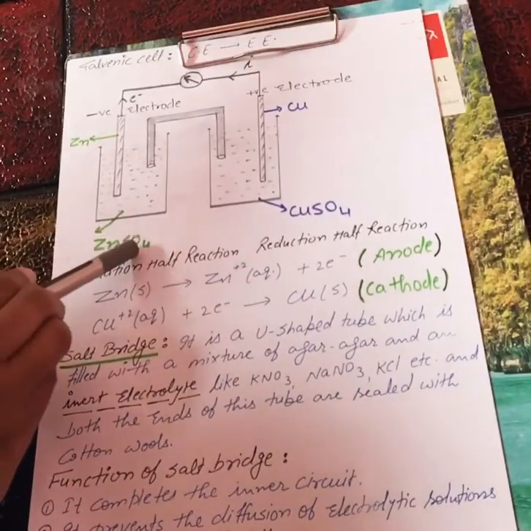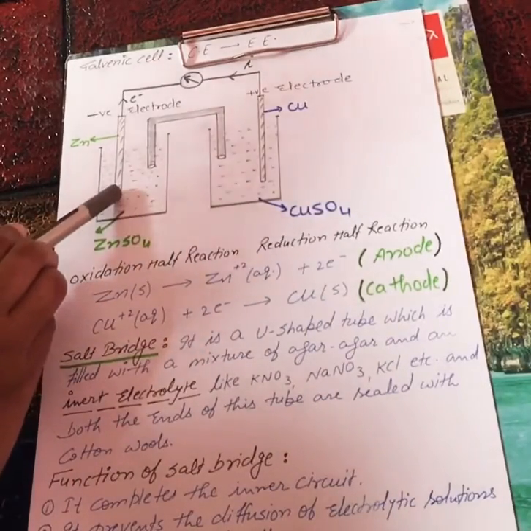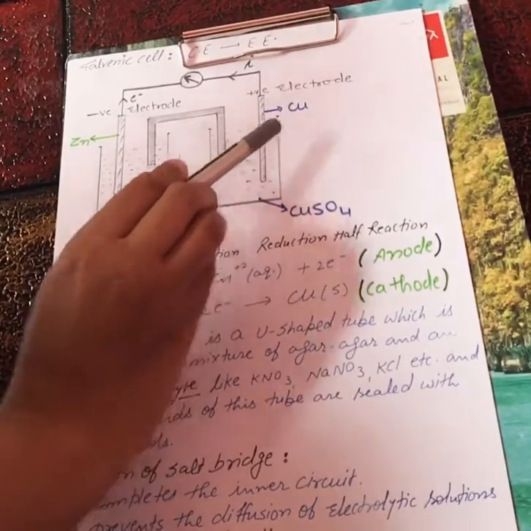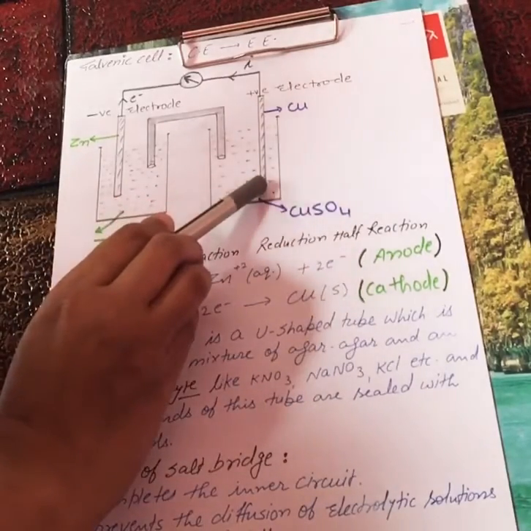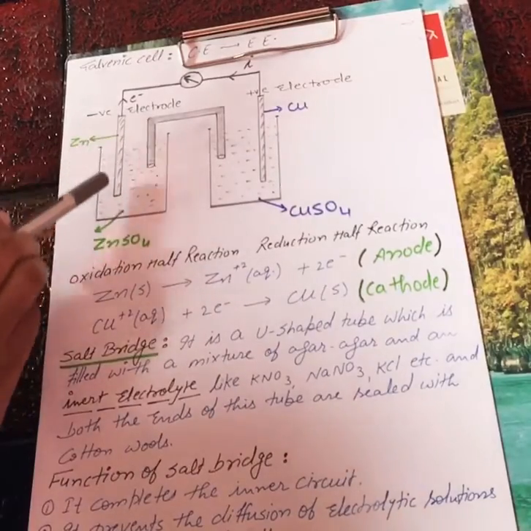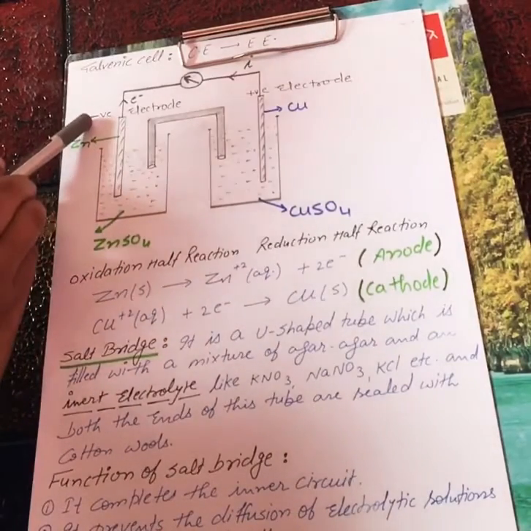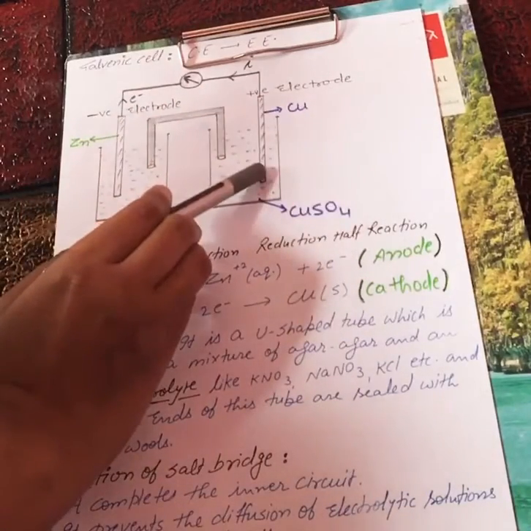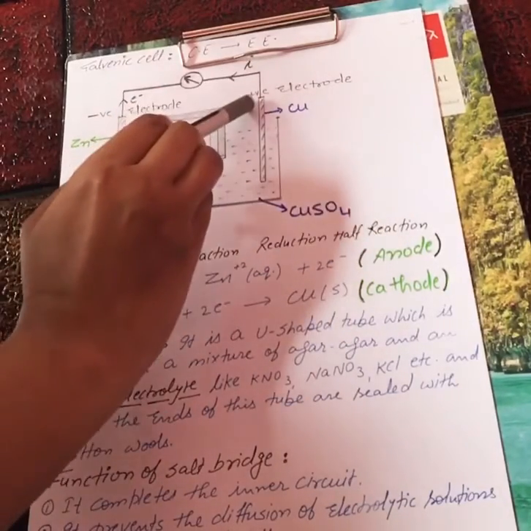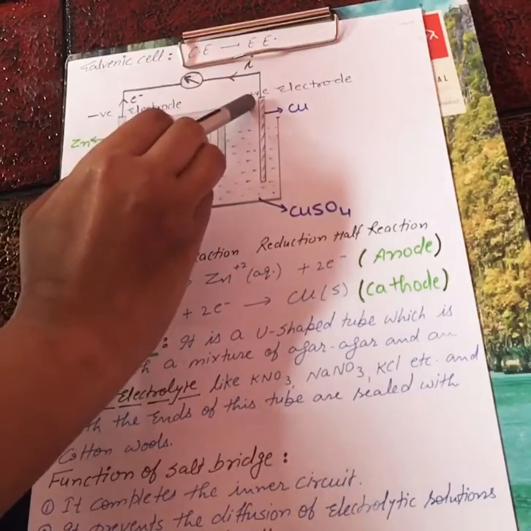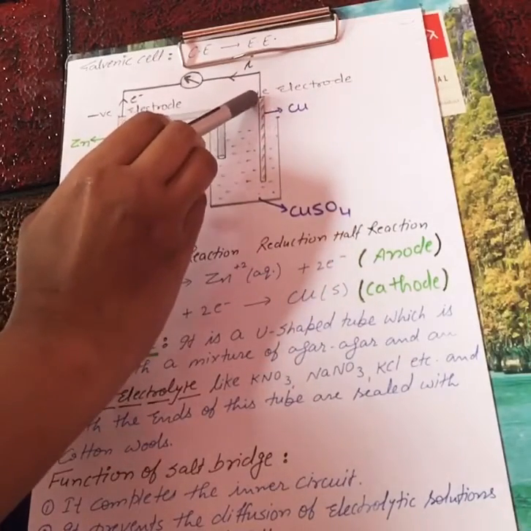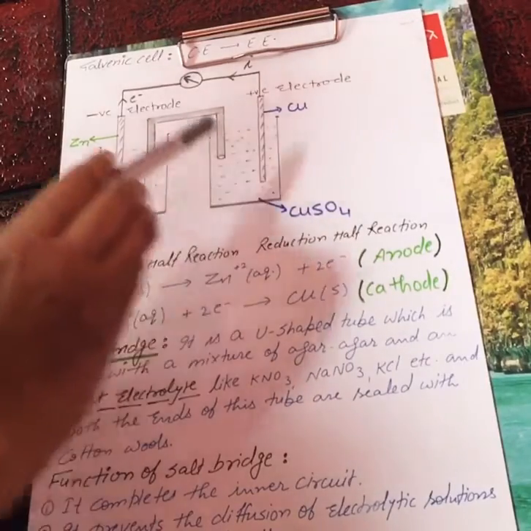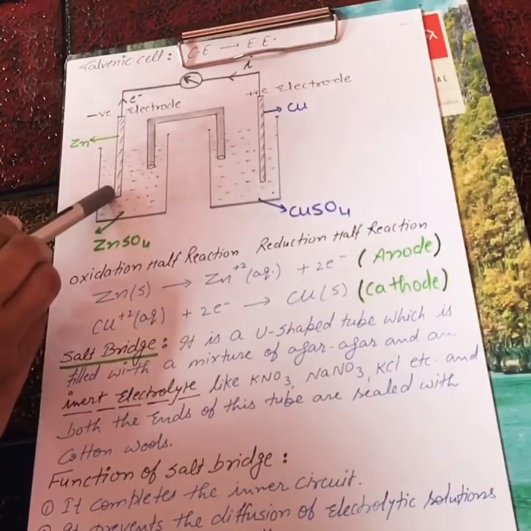In ZnSO4, a zinc rod will be inserted. In the CuSO4 beaker, a copper plate will be inserted as an electrode. Here, the zinc rod will act as the negative plate, that means anode. The copper plate will act as cathode, that means it will show positive charge. Why? This plate will act as cathode. This plate will act as anode.